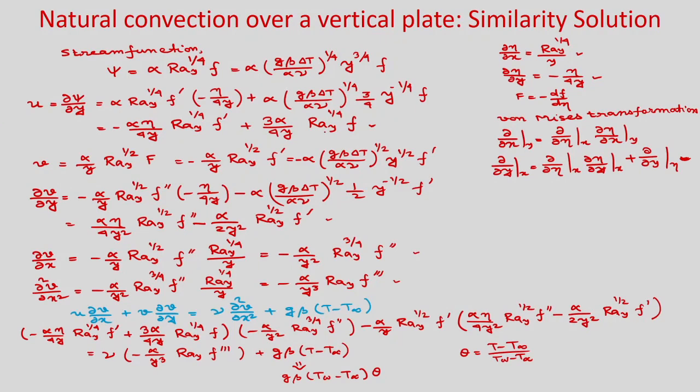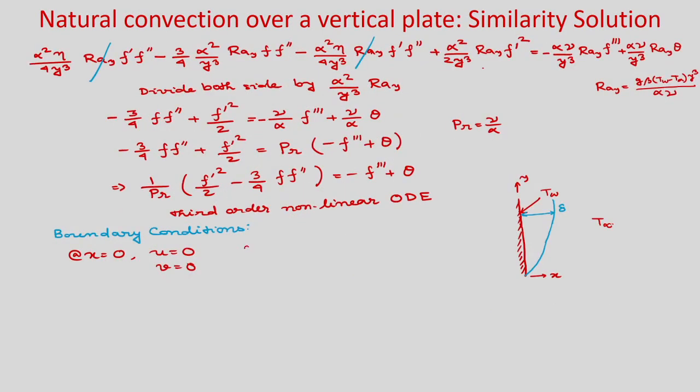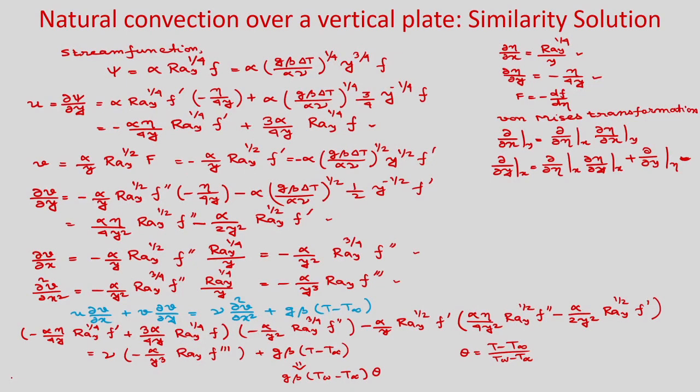So, you can see from here that if u is 0 then f prime will be 0. Let us say at eta equal to 0, first find v is equal to 0. If v is equal to 0, then from this expression f prime will be 0.